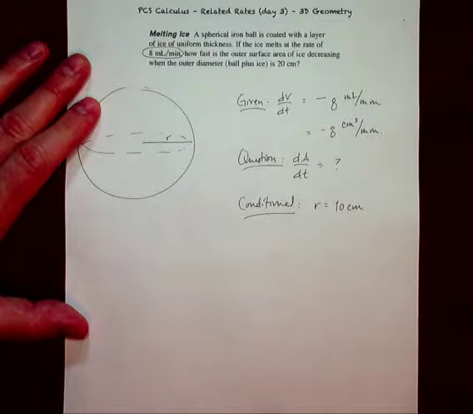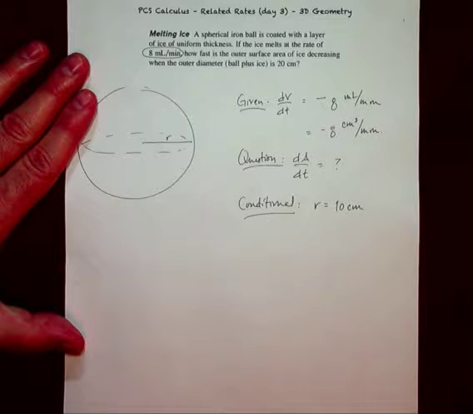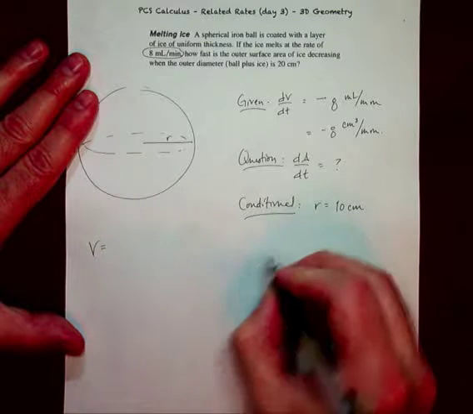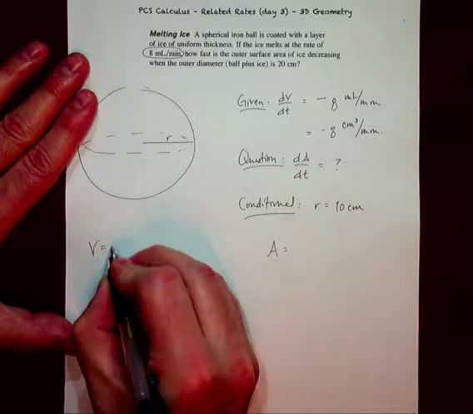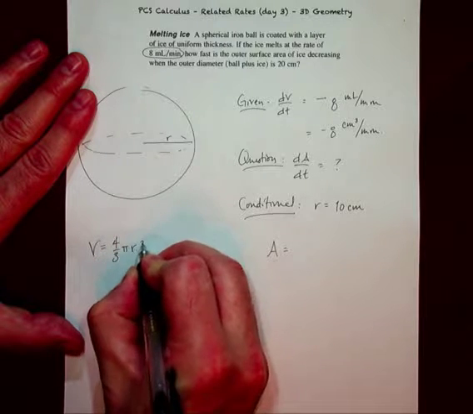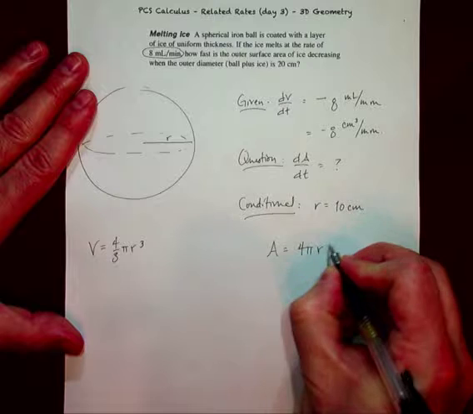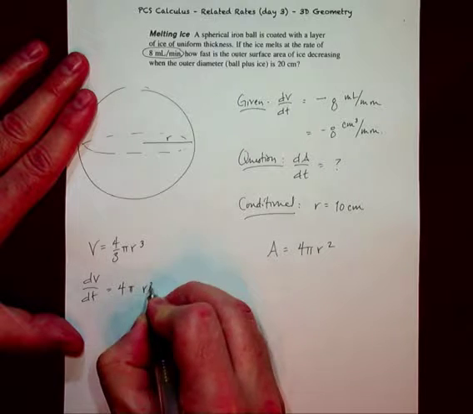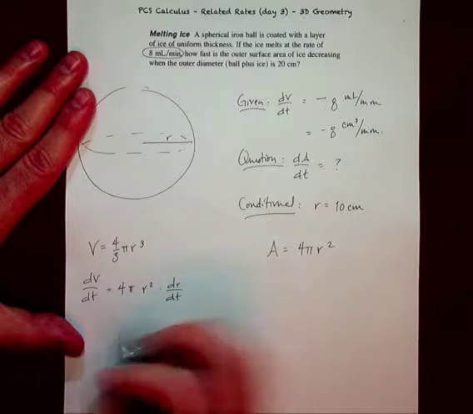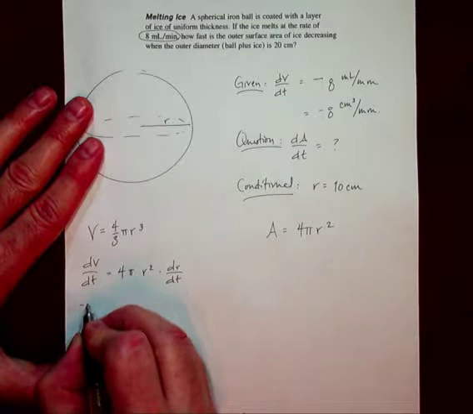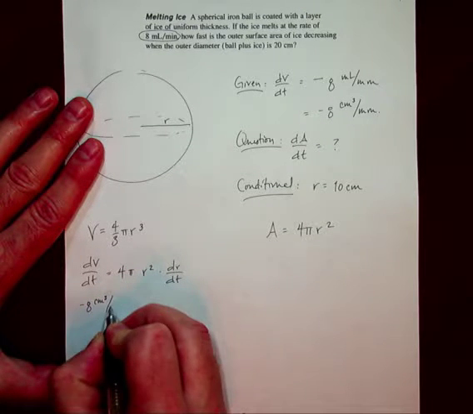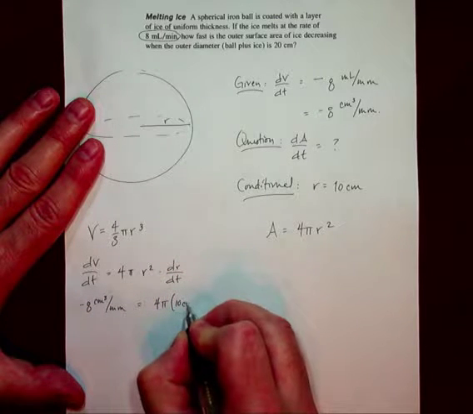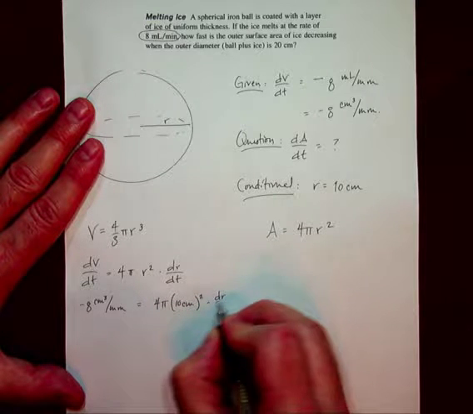Let's do our volume formula in order to find our dr/dt, because that's going to be necessary for the area. So volume is 4/3 pi r cubed. Area is 4 pi r squared. My dV/dt is 4 pi r squared dr/dt. And when I plug in, I'm going to get negative 8 centimeters cubed per minute is equal to 4 pi times 10 centimeters squared times dr/dt.